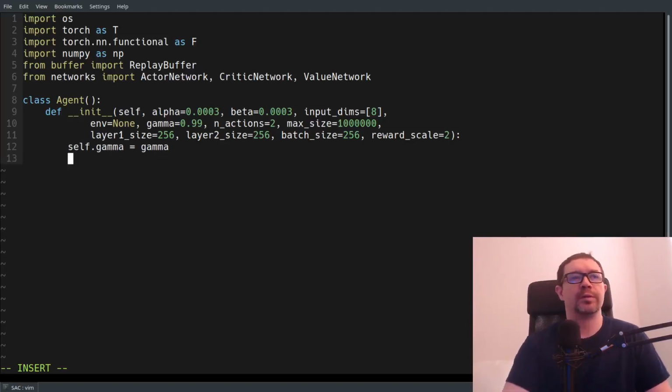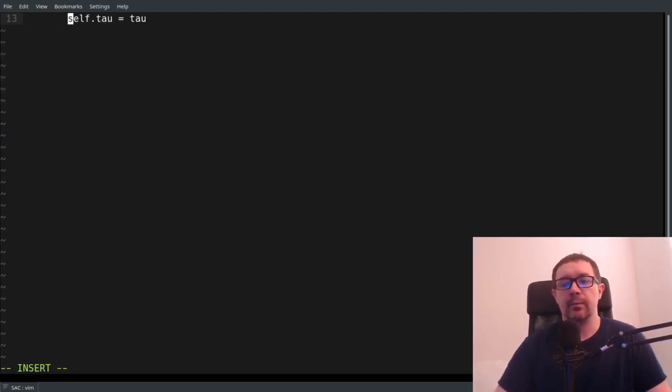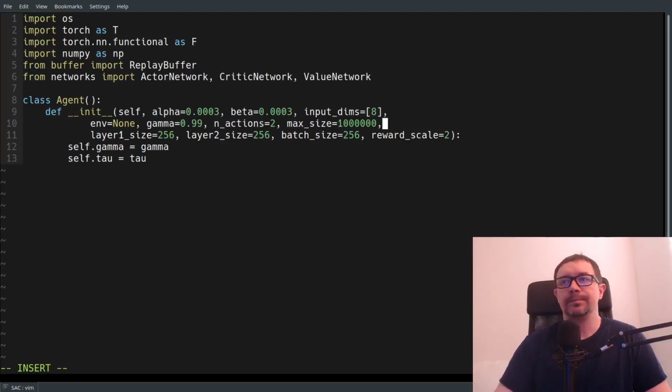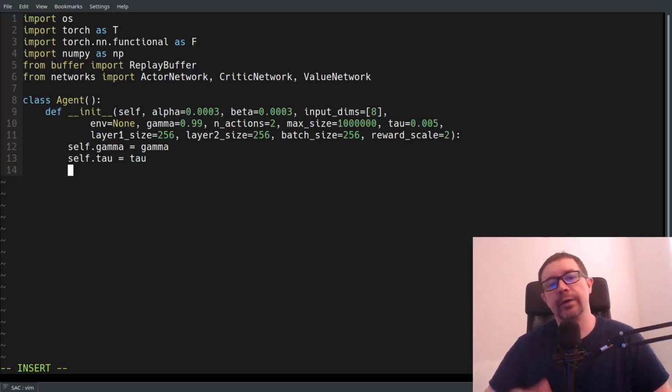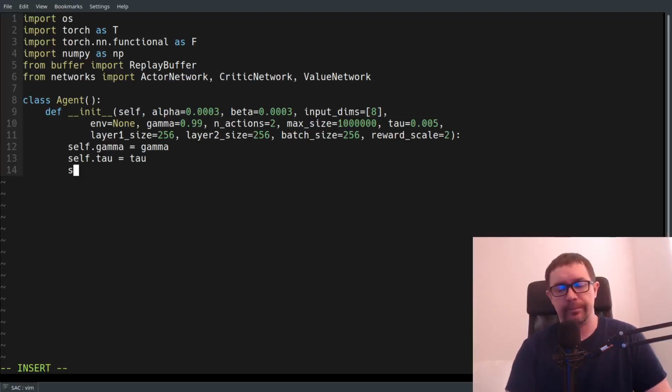So we're going to want to save the relevant parameters, and it looks like I forgot my tau. So the tau is the factor by which we're going to modulate the parameters of our target value network. So we're going to have a value network and a target value network, and rather than do a hard copy of the value network, we're going to do a soft copy, meaning we're going to detune the parameters somewhat. This is reminiscent of DDPG and TD3.